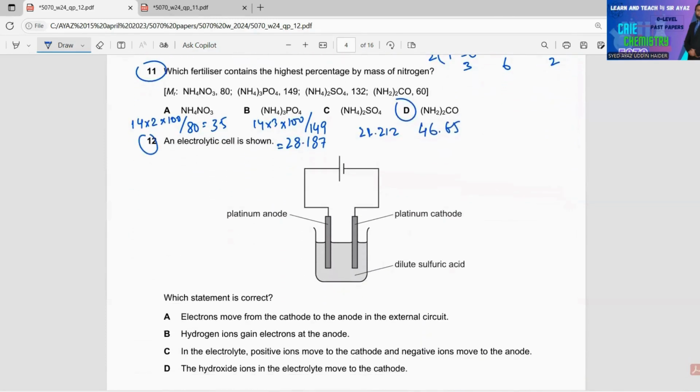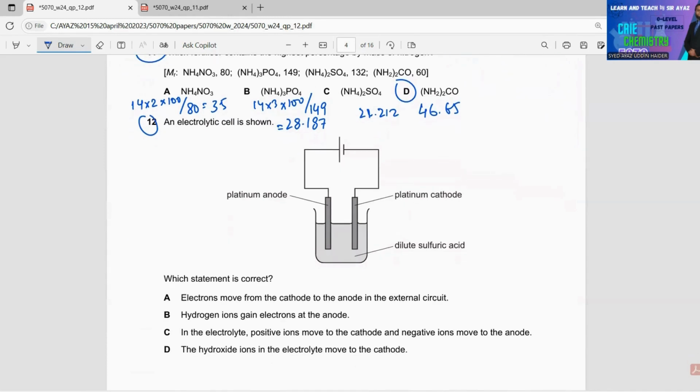Number 12, an electrolytic cell is shown. Which statement is correct? Here we are having an electrolytic cell. Electrolyte is dilute sulfuric acid, and electrodes are made up of platinum. A, electrons move from the cathode to the anode in the external circuit. This is incorrect because electrons move from anode to cathode. B, hydrogen ions gain electrons at the anode. This is also incorrect because hydrogen ions gain electrons at the cathode, not at the anode.